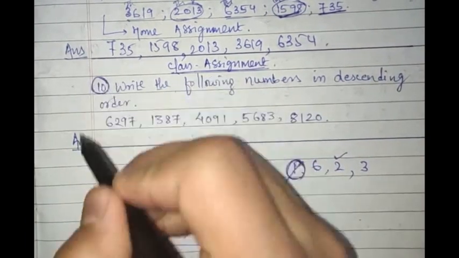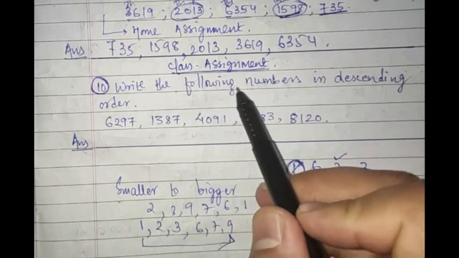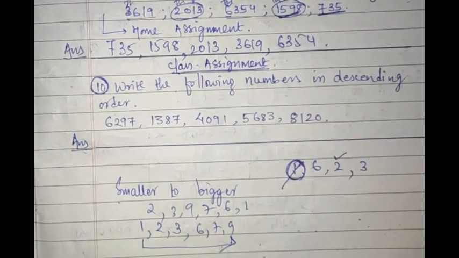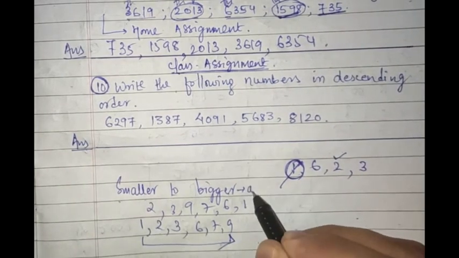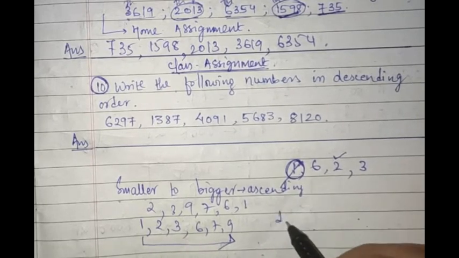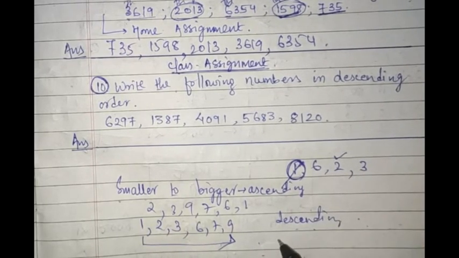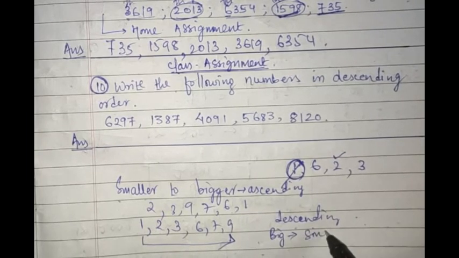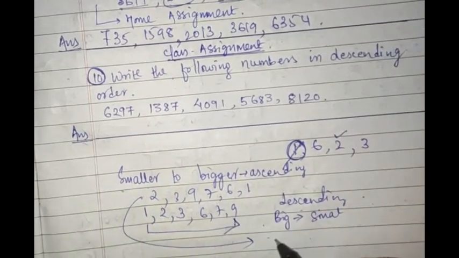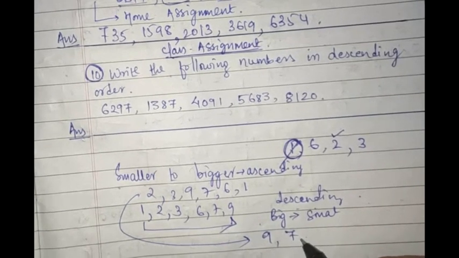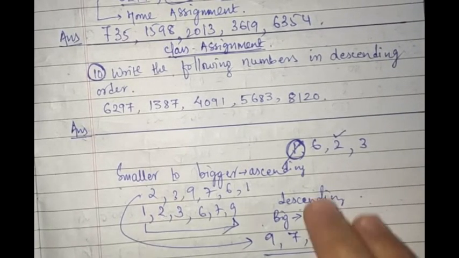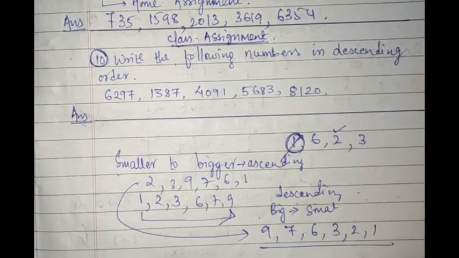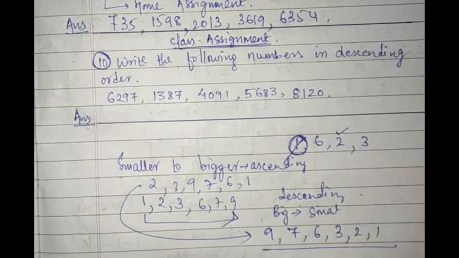So moving on to the next question, which will be a class assignment. Write the following numbers in descending order. Descending is the opposite of ascending. Smaller to bigger was your ascending, and descending is bigger to smaller. Suppose if you have to write the descending form of these, 9, then 7, then 6, 3, 2, 1. This would be the order. So similarly, here we have to find the biggest number first, then the second biggest, then the third biggest, then the smallest one. Like that we have to find the numbers.